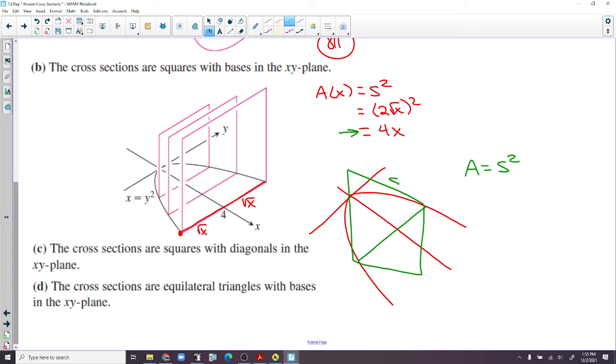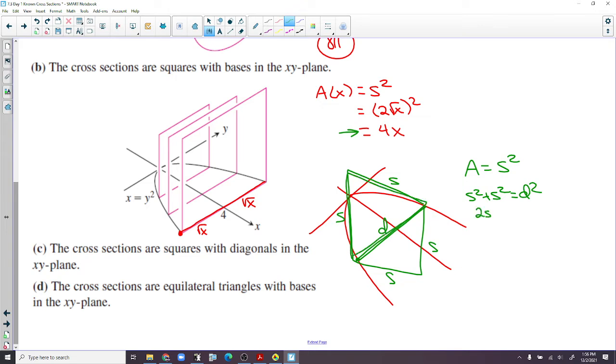So here's a side, here's a side, here's a side, here's a side. This is the diagonal, right? All the way across, there's the diagonal. So here's what I would say: side squared plus side squared is equal to the diagonal squared, because you have this right triangle. It doesn't look like a right triangle, but it is.